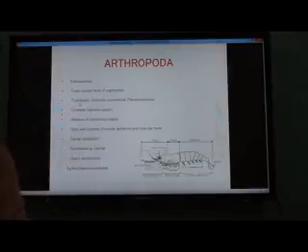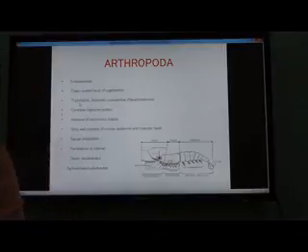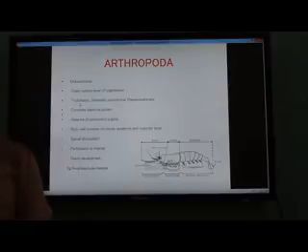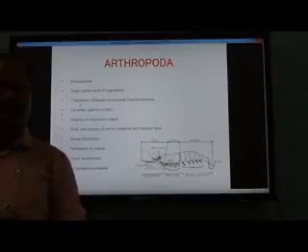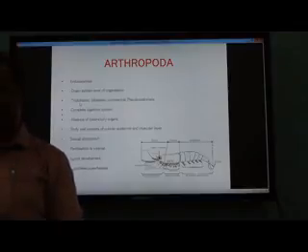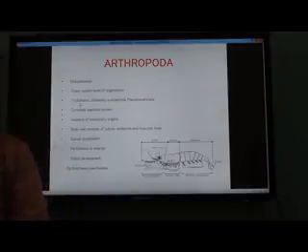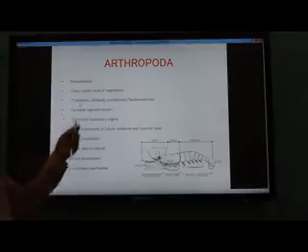Next we will go for the Arthropoda. They have organ system level of organization. Arthro means jointed, and poda means legged. Jointed-legged organisms, that is Arthropoda. Now, we already discussed these points. They have triploblastic structures, bilateral symmetry, and a body cavity. Then a complete digestive system.